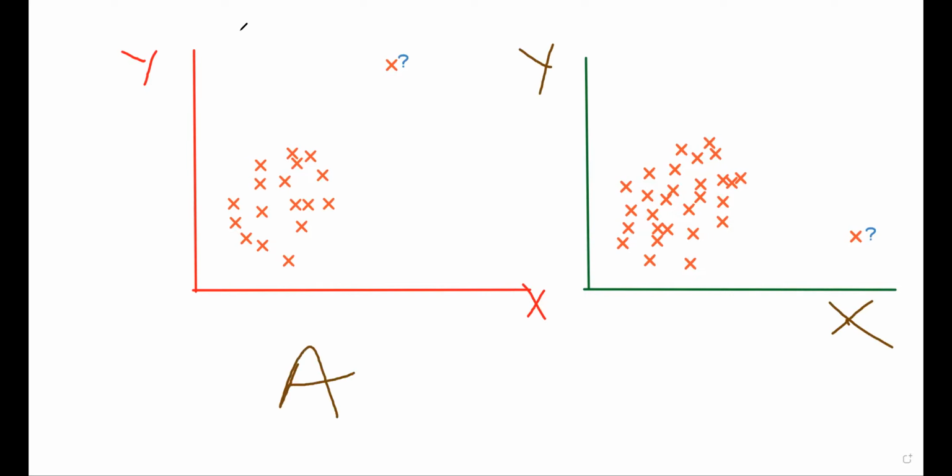So let's call this panel A and this one panel B. We are talking about influential variables and outliers. A and B, which one is an influential variable, and which one is an outlier? Just raise your hand and tell me if you know.